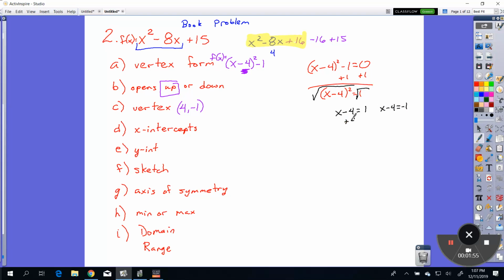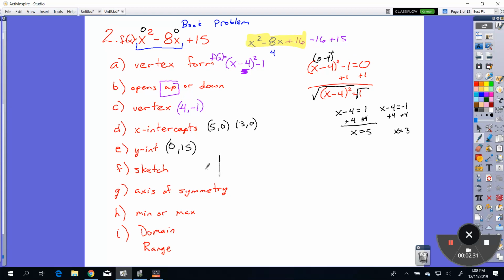Now I just add 4 to each of those. So I get that my x-intercepts are x equals 5 and x equals 3. So my x-intercepts are 5, 0 and 3, 0. My y-intercept is definitely easier to find. You just plug 0 in for these x's, and we get that it's 15. So when x is 0, y is 15. You could also plug it in here: 0 minus 4 squared. Negative 4 squared is 16, minus 1 makes 15. So you get the same thing.